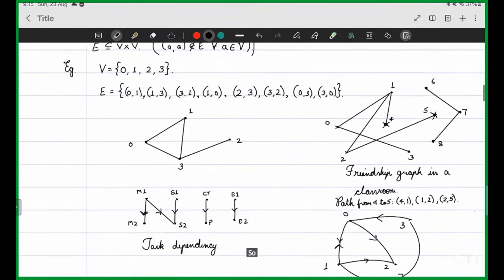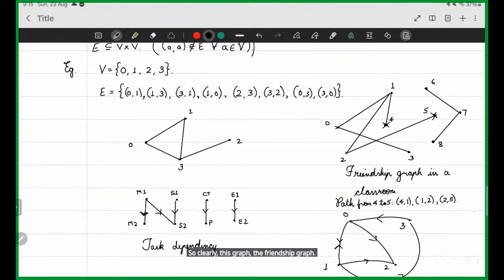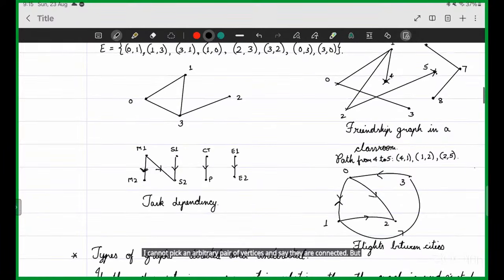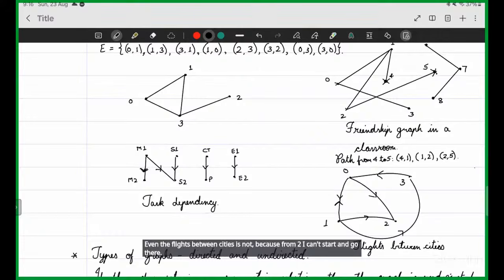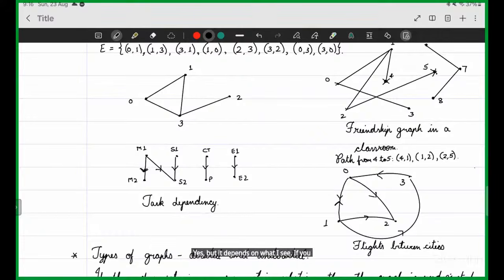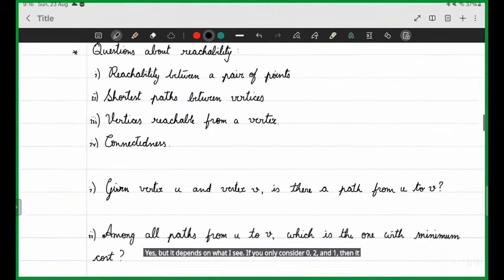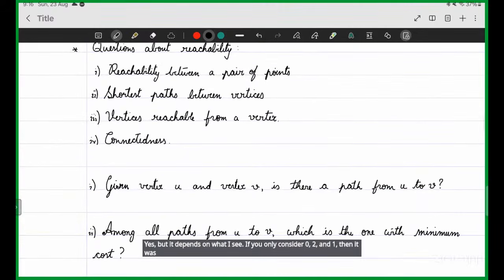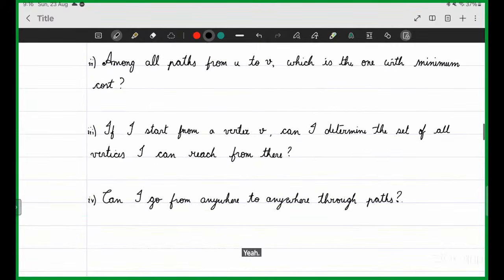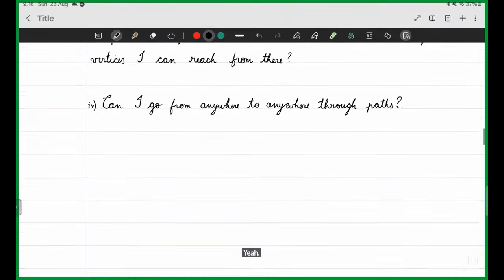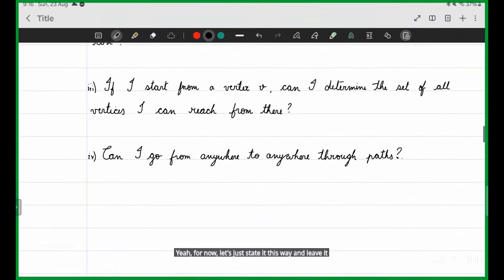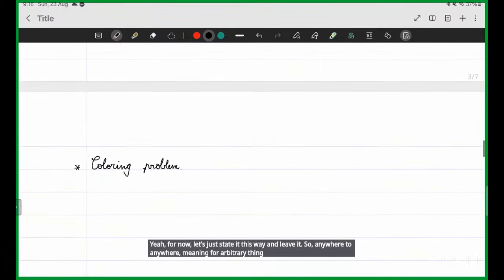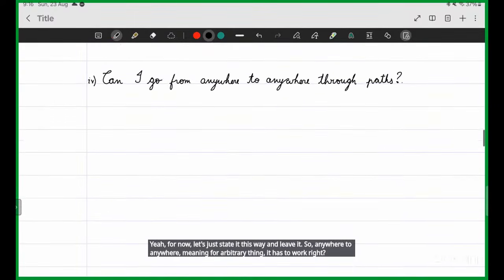So clearly, this graph, the friendship graph, is not connected, right? I cannot pick an arbitrary pair of vertices and say they are connected. But even the flights between cities is not, because from 2 I can't start and go there. Yes, but it depends on vertices. If you only consider 0, 2, and 1, then it was reachable. For now, let's just state it this way and leave it. So anywhere to anywhere, meaning for any arbitrary pair of points, it has to work.